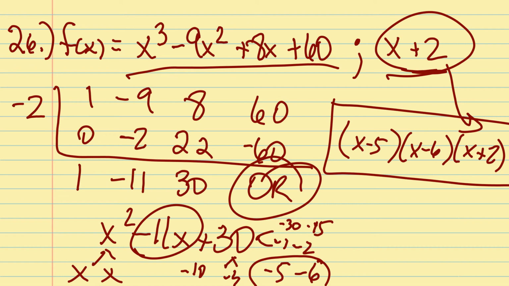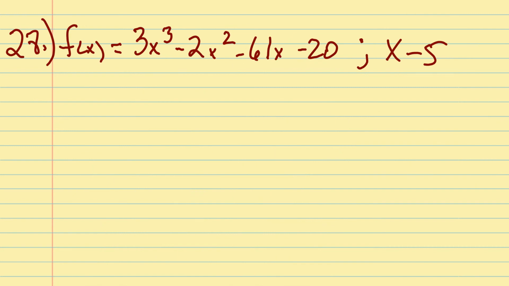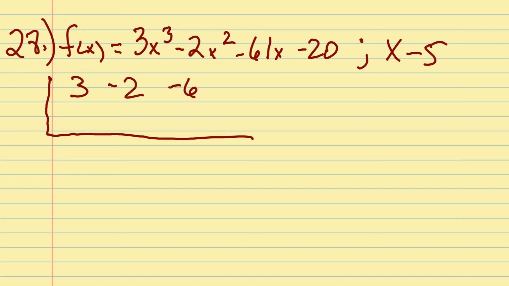Moving on to the last one, 28. All right, 28, very similar concept. It's actually just the last step that's going to be a little bit more difficult, but everything else is exactly the same. I put 3, negative 2, negative 61, minus 20, minus 5. So I put plus 5 here. I drop down the 3. If you want to see it like the book does, the book doesn't put anything there. They just drop down that 3. 5 times 3 is 15.